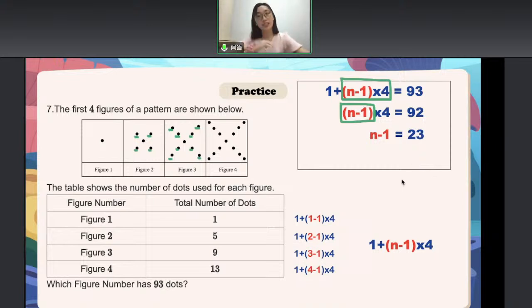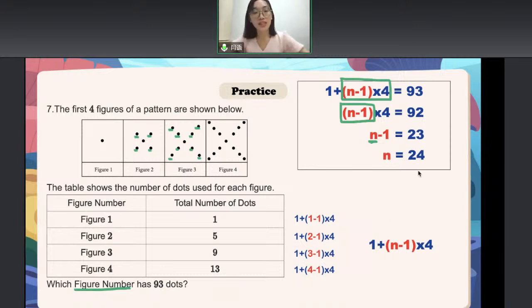Here, everyone, you can just apply the long division, right? 92 divided by 4. We start from tens place. 9 divided by 4 equals to 2. Yes, and then move on. Okay, and then can we just say n minus 1 equals to 23, so my final answer is 23? No, because the question asked you to figure out the figure number. What is your figure number? That is n itself. So n minus 1 equals to 23. What is n? N should be 23 plus 1, that is 24. Okay?